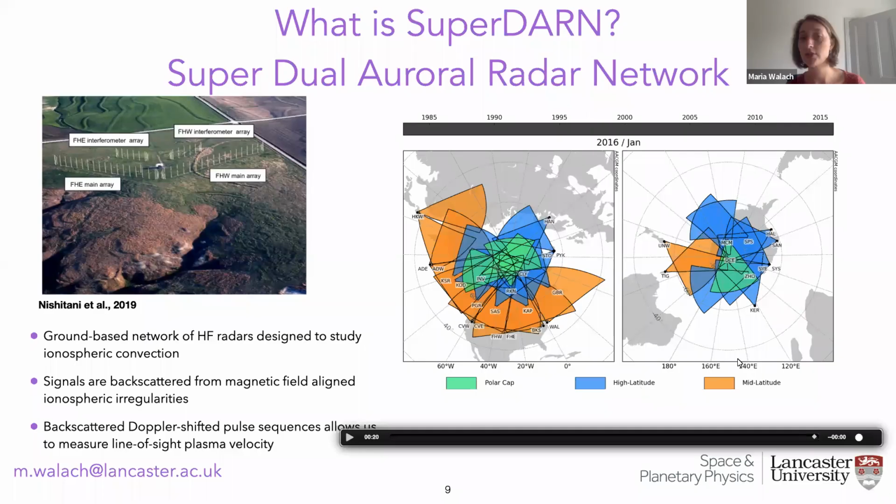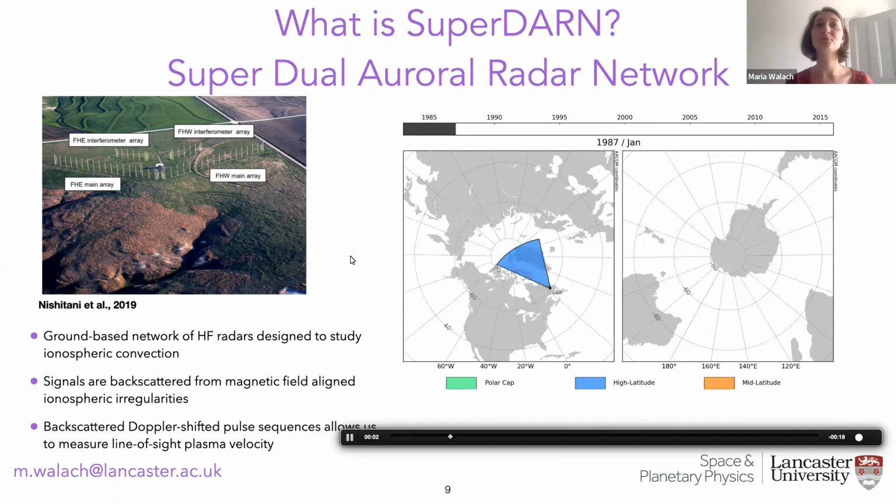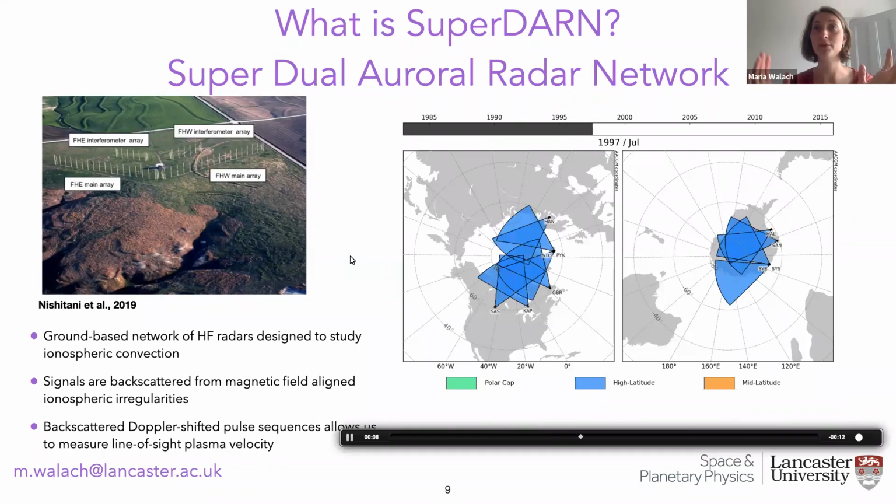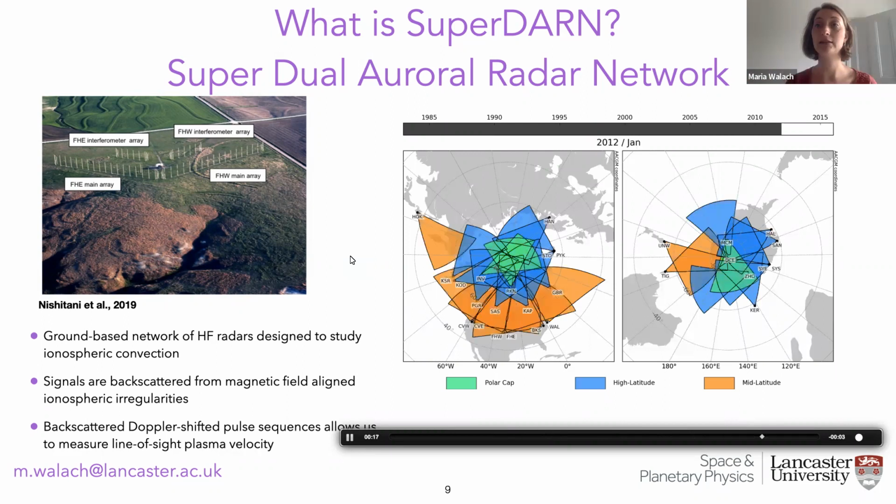So in my list here, which I will try and play again. Sorry, I have two screens. So, you will see these fans of each radar. You can see the network is expanding with time. The left is the northern hemisphere and the right is the southern hemisphere. The high-latitude radars were largely built first, followed by the polar cap radars, and then most recently, some of the mid-latitude radars have been added.